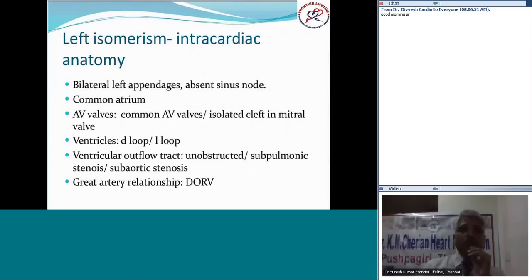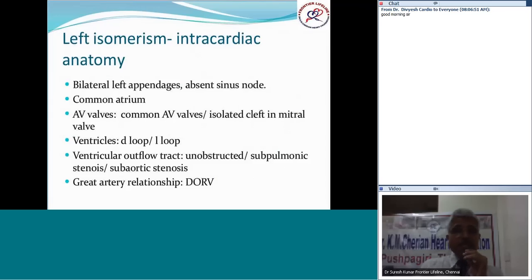In intracardiac anatomy, we said the left appendages are bilateral and the sinus node is absent. As a result, the rhythm would be affected. It would be either a junctional rhythm or, less commonly, complete heart block. It's a common atrium, which is the common abnormality. The AV valves may be common. There may be an isolated cleft in the mitral valve. Remember, they could be completely normal also.